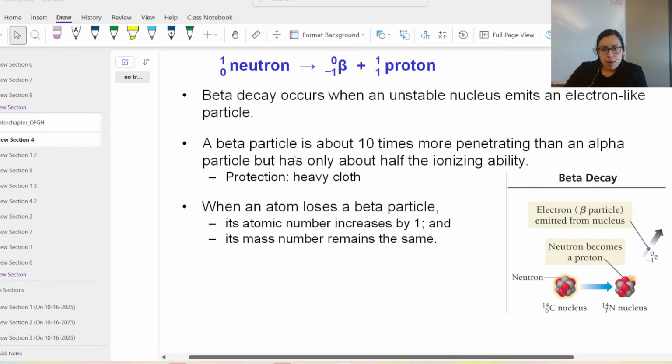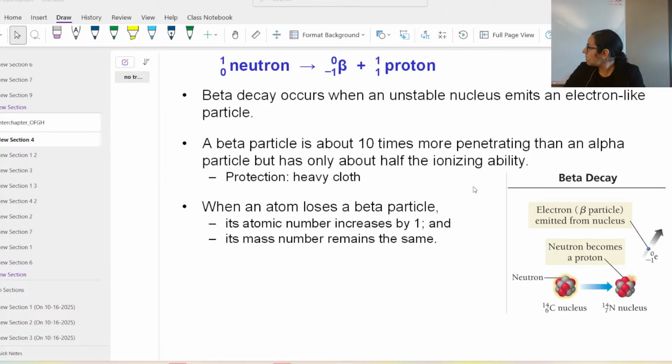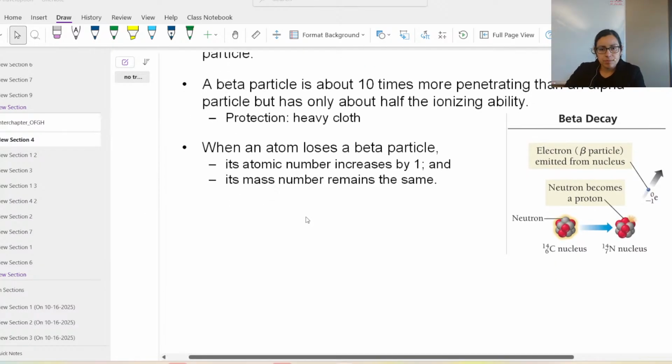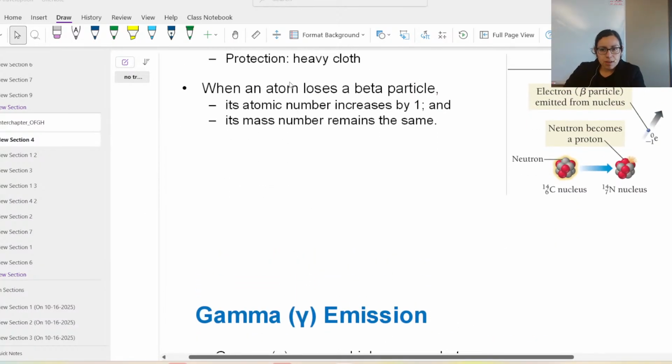Our beta particle is 10 times more penetrating than our alpha particle, but only half the ionizing ability. A heavy cloth or something would stop a beta particle. And so let's look at our equation. It tells us our atomic number increases by 1 and our mass number stays the same.